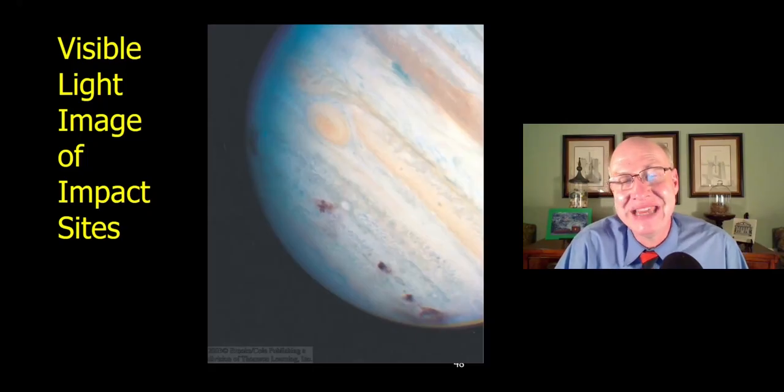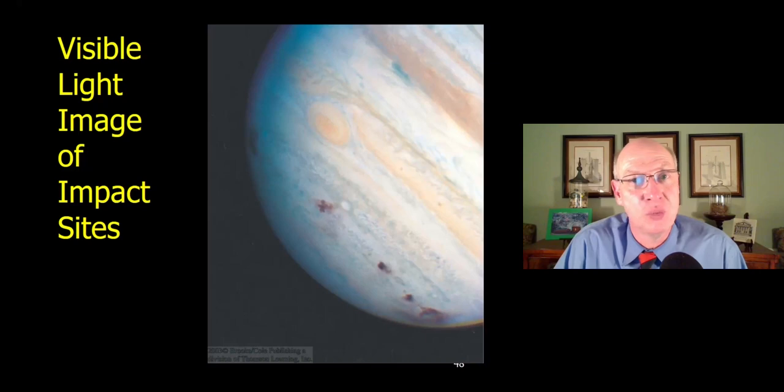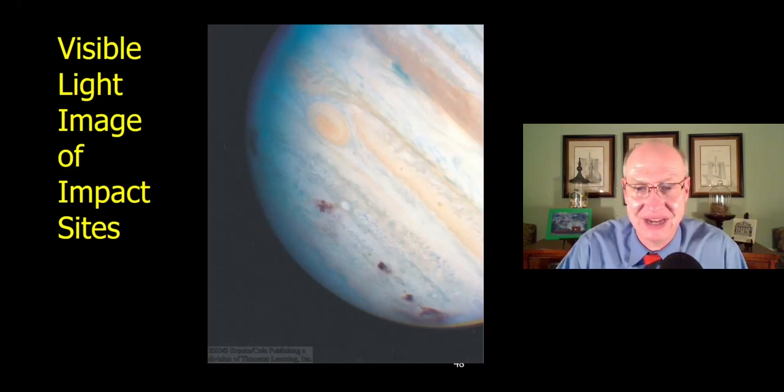Since then, we have seen other dark spots like this appear on Jupiter, and we believe that those were additional collisions that we have witnessed. I believe at least 2 additional objects have collided with Jupiter since 1994.